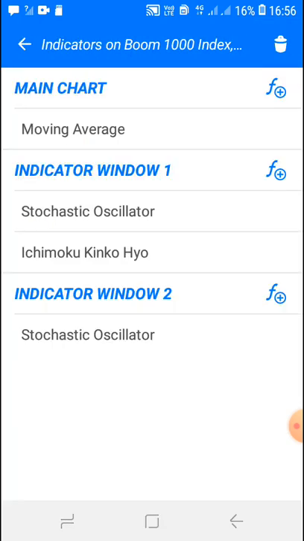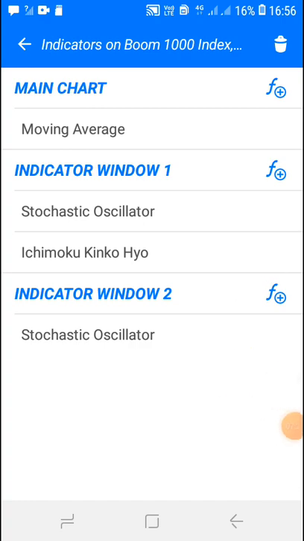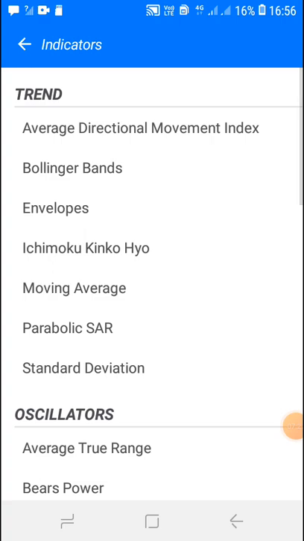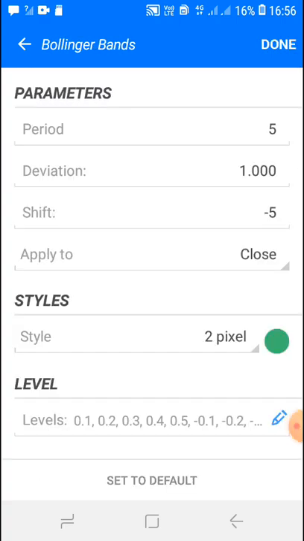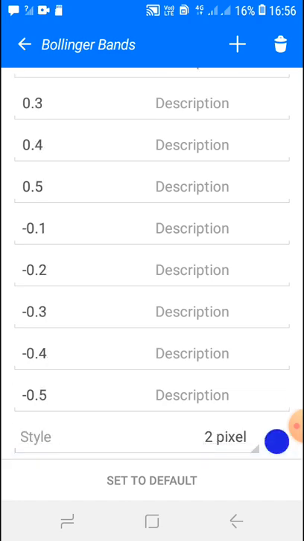Okay, so what you want to do after that is click on the F plus button again, and then you click over here on indicator window 2's F plus button. Then you're going to add your Bollinger Bands. Now make sure that your parameters are like this. The period should be 5, deviation 1.000, shift -5, apply to close, style 2 pixel green. Now make sure that you also add these levels: 0.1, 0.2, 0.3, 0.4, 0.5, minus 0.1, minus 0.2, minus 0.3, minus 0.4, minus 0.5.